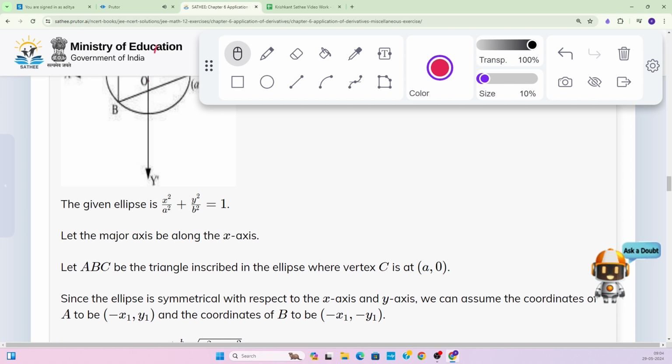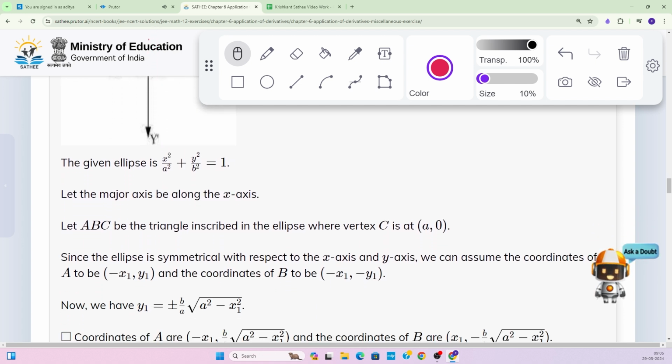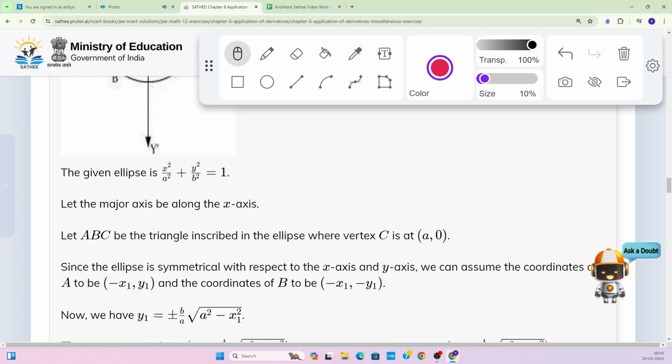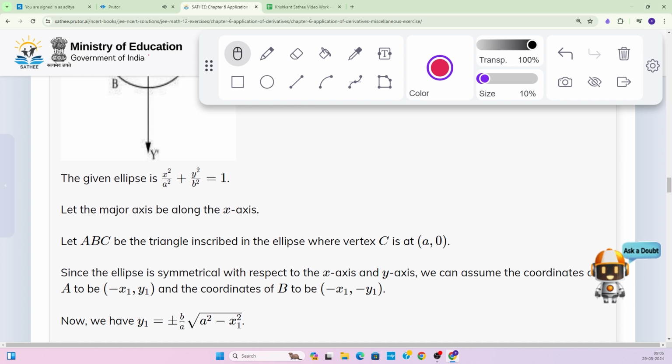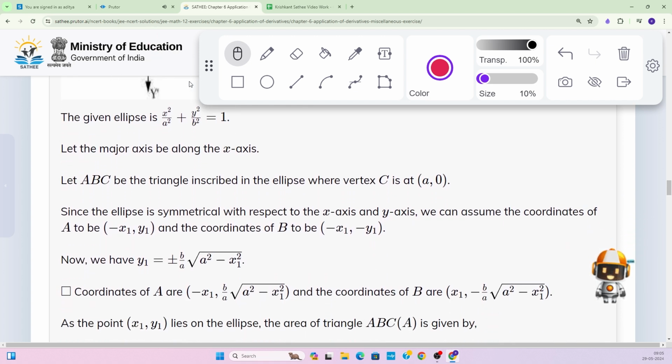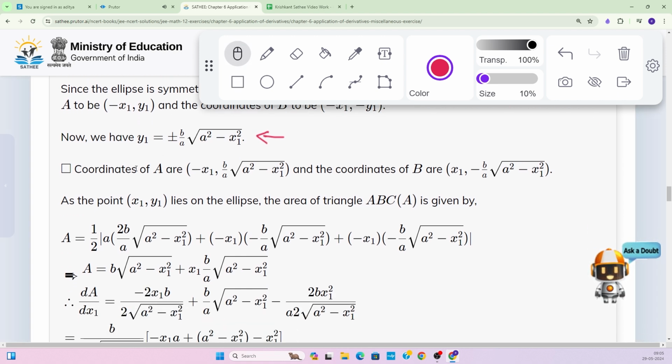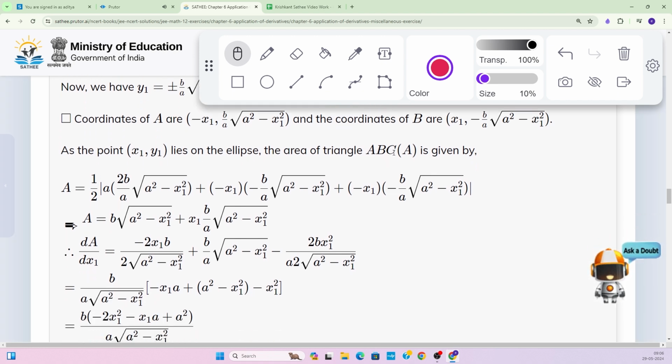Since the ellipse is symmetrical with respect to the x-axis and y-axis, we can assume the coordinates of A to be (minus x1, y1), and the coordinates of B will be (minus x1, minus y1). Now we have y1 equals plus minus b by a root of a square minus x1 square. This comes from the given ellipse equation. Now y1 will be replaced by this, so your coordinates will be these. As the point (x1, y1) lies on the ellipse, the area of triangle ABC is given by this.